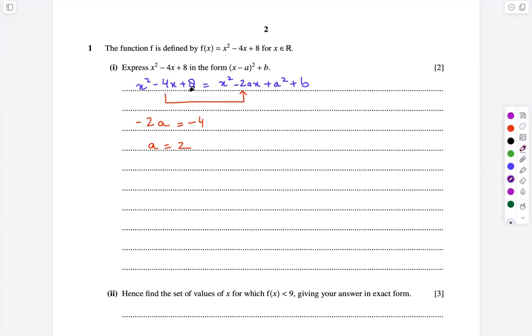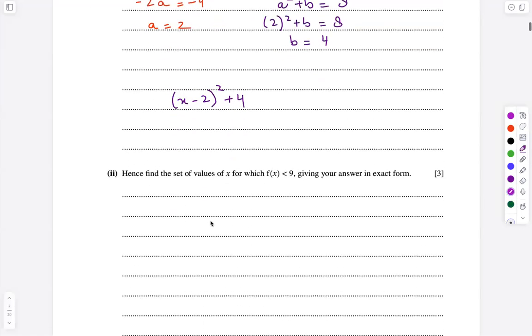To find the value of b, we can compare the constant terms. On the left hand side, it is 8. And on the right hand side, it is a squared plus b. So a squared plus b equals 8. a is 2, so this becomes 2 squared plus b equals 8. b will be equal to 8 minus 4, so that equals 4. So we can write this as (x minus 2) whole squared plus 4.